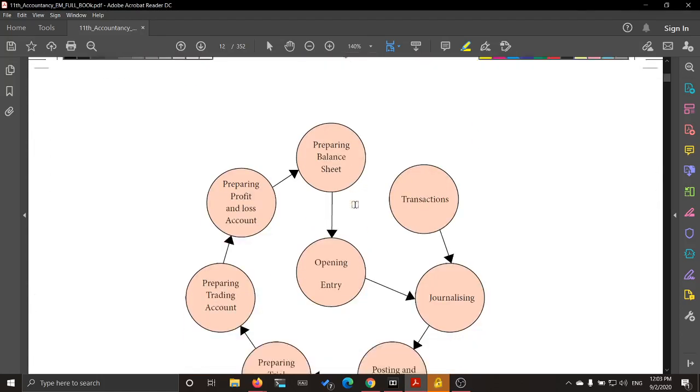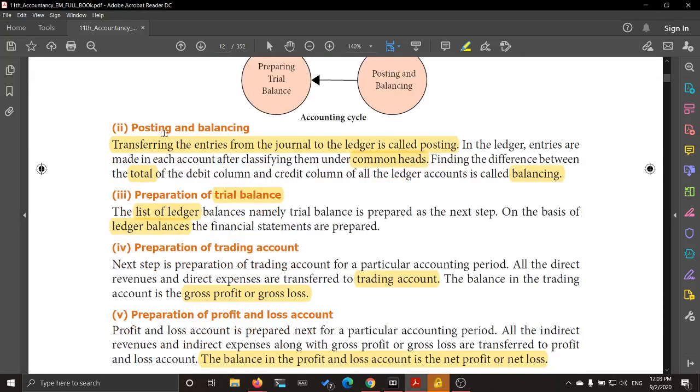Next step, second step என்ன அப்படின்னு பார்க்கலாம். Next வந்து posting and balancing. For every transaction you open an account. So you open an account, and the journal entryல இருந்து அக்கவுண்ட்டுக்கு போஸ்ட் பண்ண போகுது, அது பேரு posting அப்படின்னு சொல்றாங்க. So transferring the journal entries to the ledger is called posting.